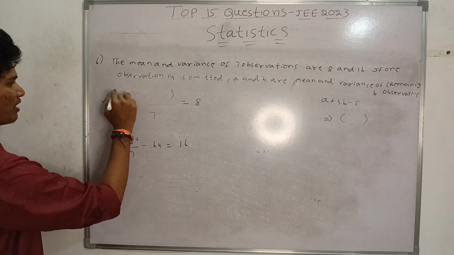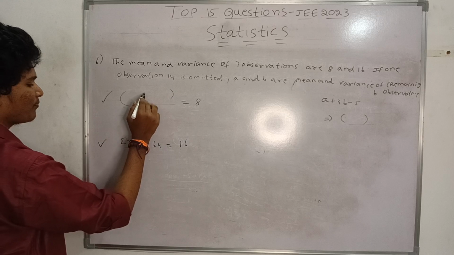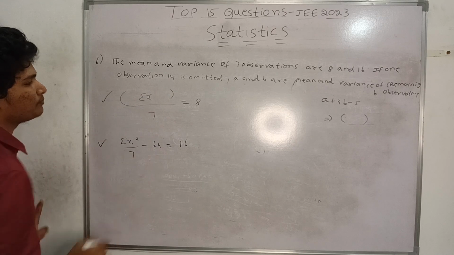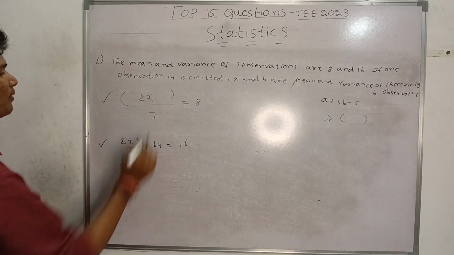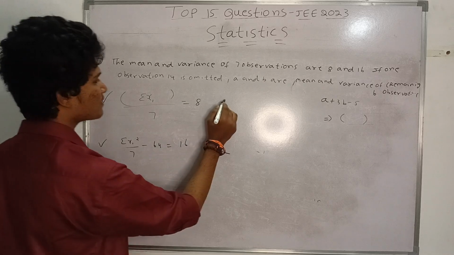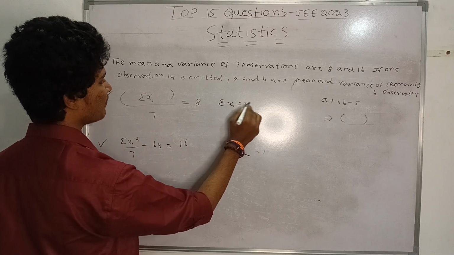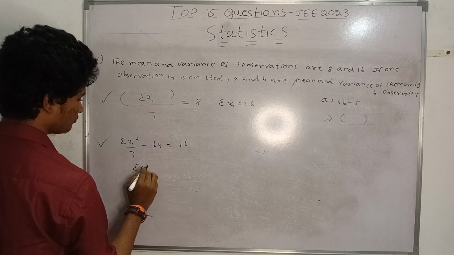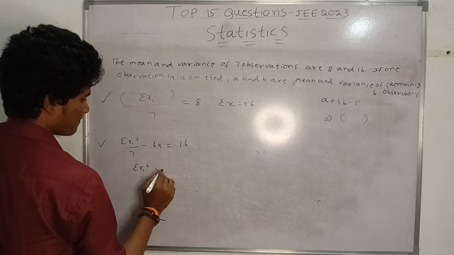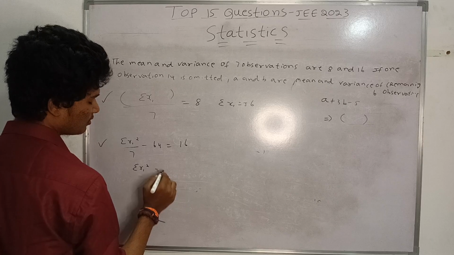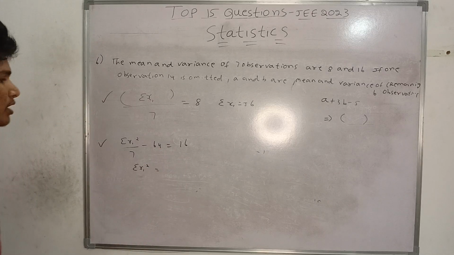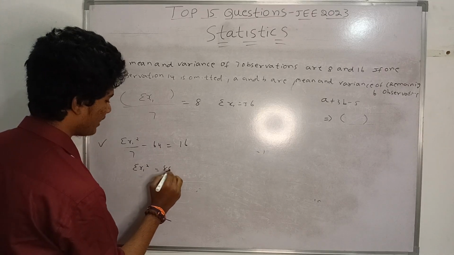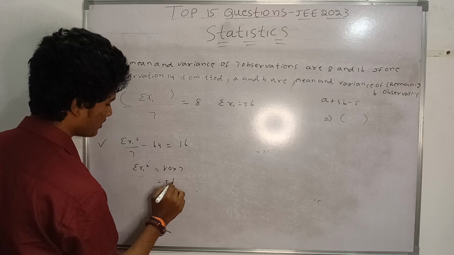So basically these two equations are given to us. That is, sigma xi is given. What is the sigma xi sum? That is 56, 8 times 7 is 56. And what is the sigma xi square sum? It is 16 plus 64, that is 80. 80 into 7, that is 560.